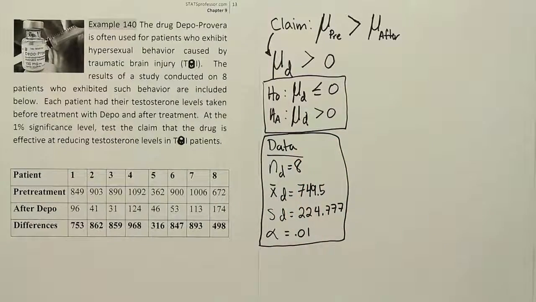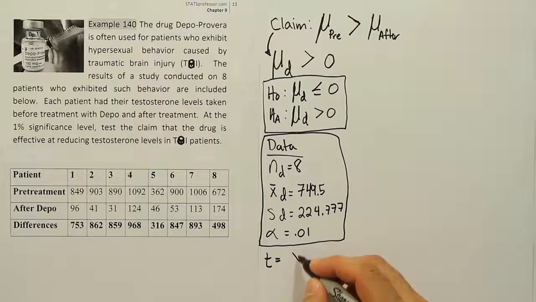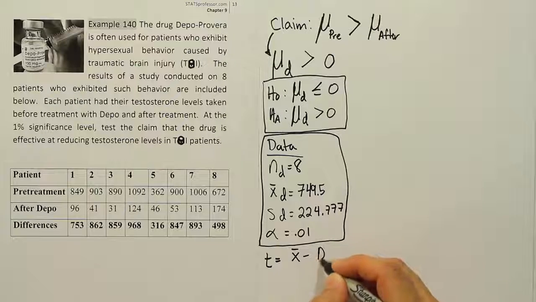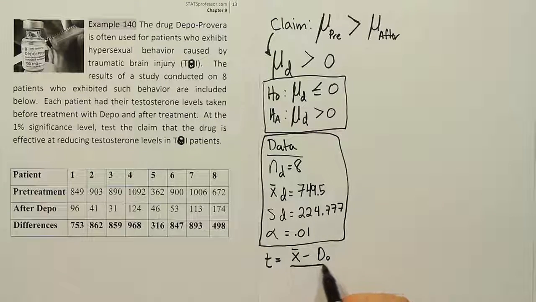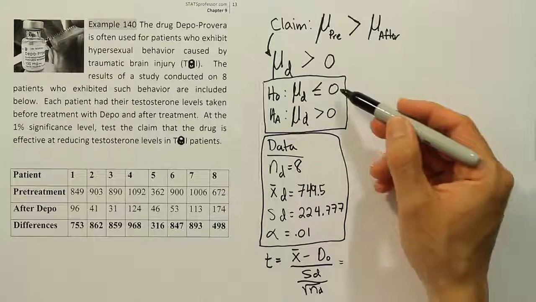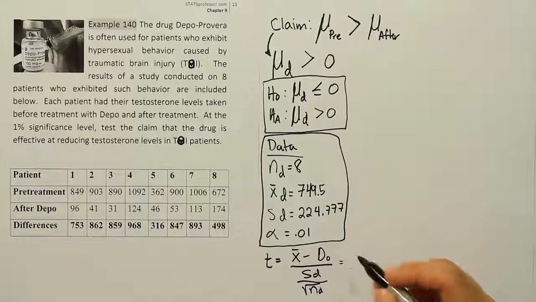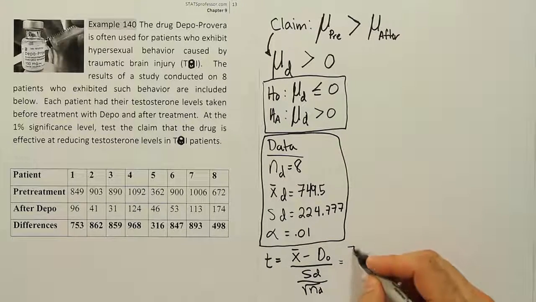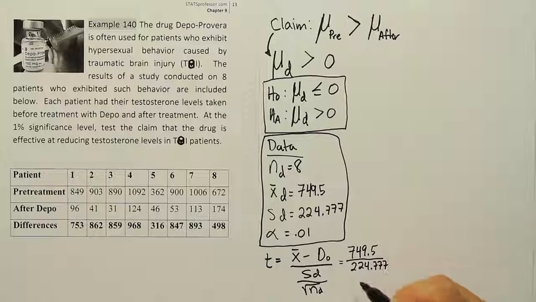The next step is to get the test stat. The test stat, remember, is quite easy here. It's just that formula t, right? And the t formula will be x bar minus the difference from the null hypothesis divided by the standard deviation of the differences divided by the square root of n for the differences. All right, this d sub 0 is 0 because H0 doesn't have a number in there, right? Just 0. The mean for the differences is 749.5. The standard deviation is 224.777 approximately, divided by the square root of 8.